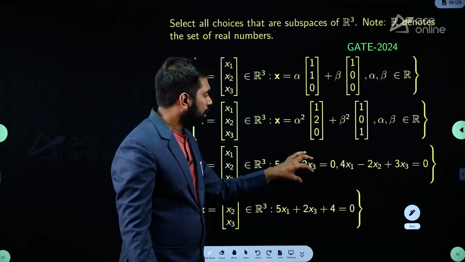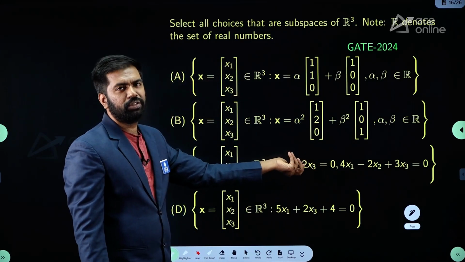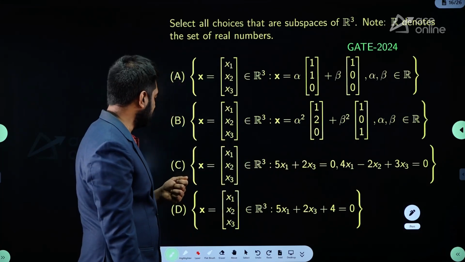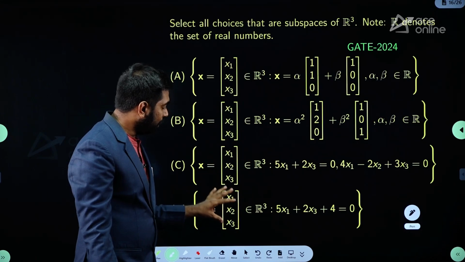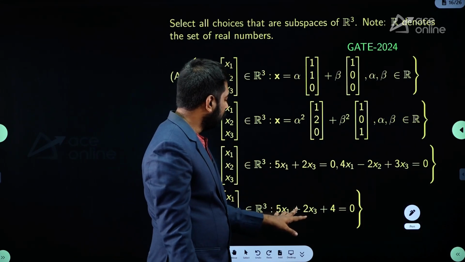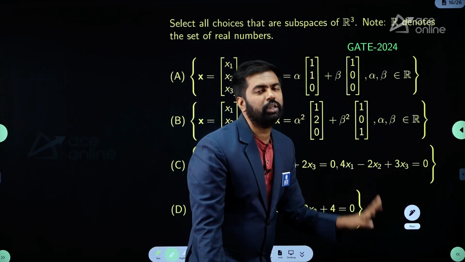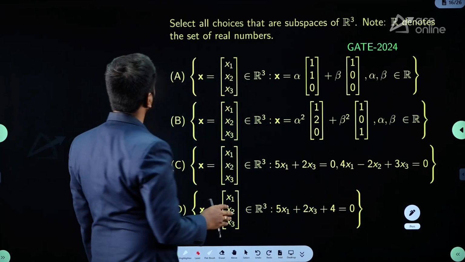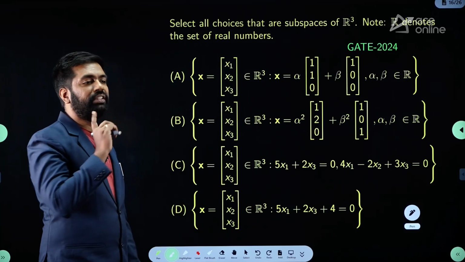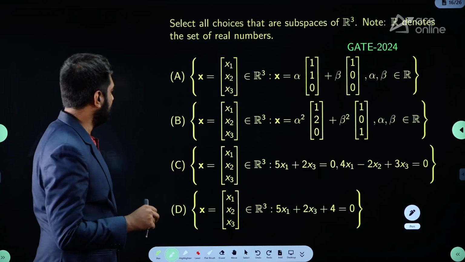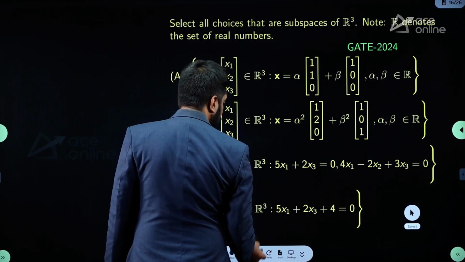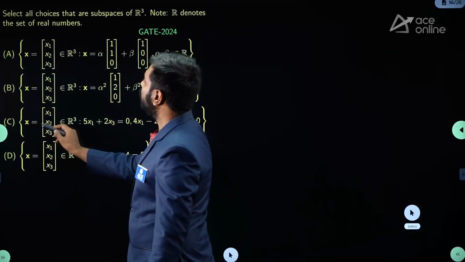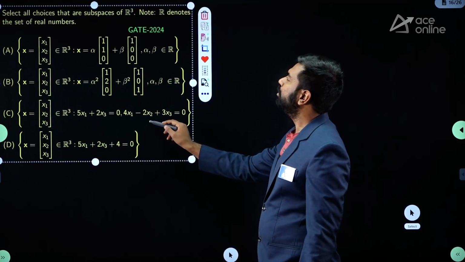Can you recollect something from these equations? I'll give you time, nothing to worry. Take 1-2 minutes and then try to get the answer. So it is again some set of vectors satisfying these equations. This is the information given. Now we have to identify. Clearly it says select all choices that are subspaces. So it's an MSQ. What kind of question, students? MSQ.